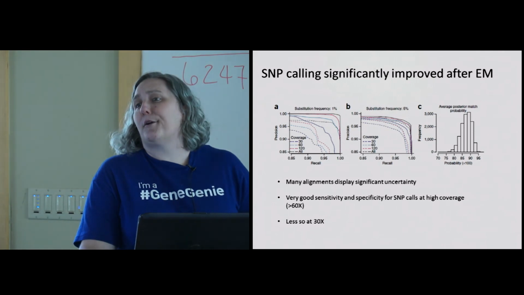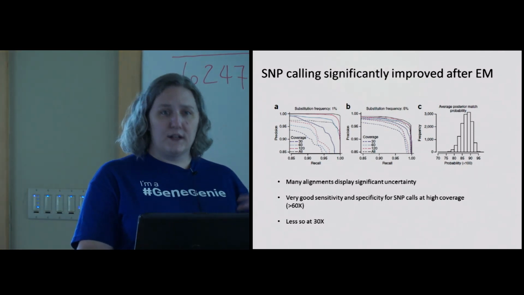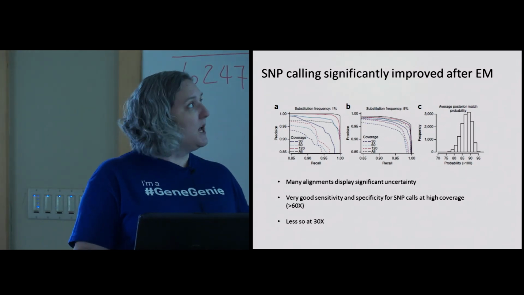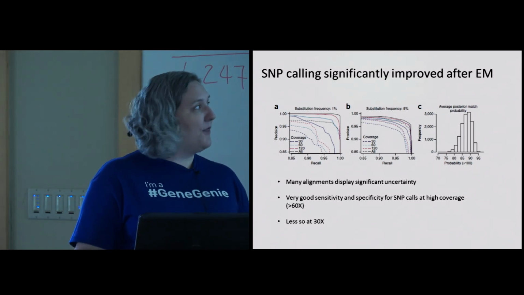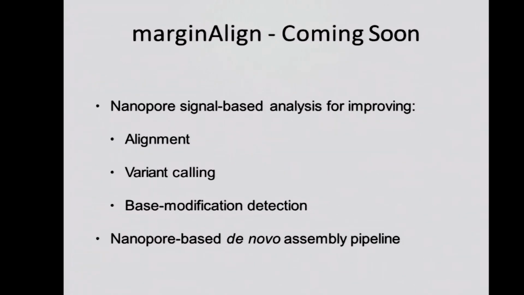High coverage is better. I mean, that's just the reality of the Oxford Nanopore data. The higher coverage you have, the more consensus you have, the better you're going to call the SNPs. Their performance is less accurate at under 30, but over 60 is when their performance is better.